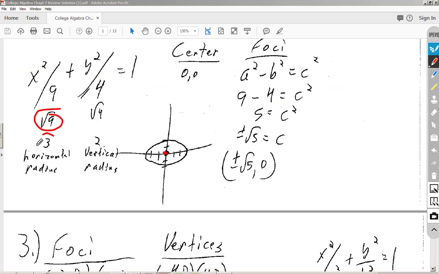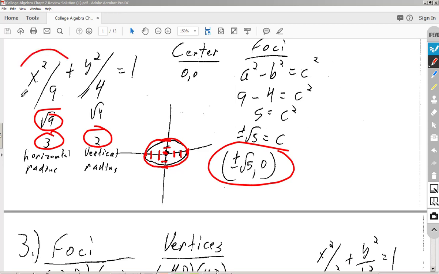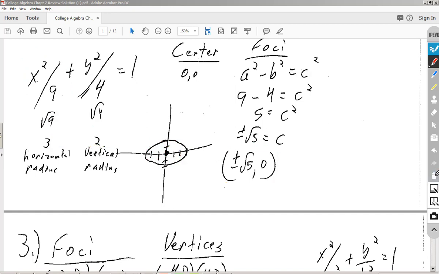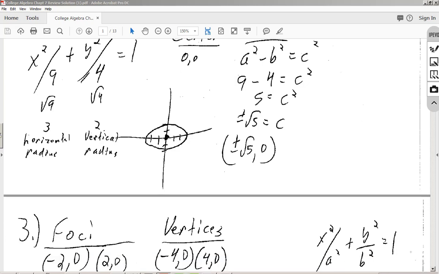Graphing this, I go to my center, which is 0, 0. So the square root of 9 is 3. So in the x direction, I'm going to move left 3 and right 3. And in the y direction, your vertical direction, I'm going to move a total of 2, so up 2 and down 2. And that's what my ellipse is going to look like. Now to list my foci in the correct place: plus minus the square root of 5 and 0, because the x is your major axis, or your longer axis. So that'd be graphing and finding the foci of number 2.